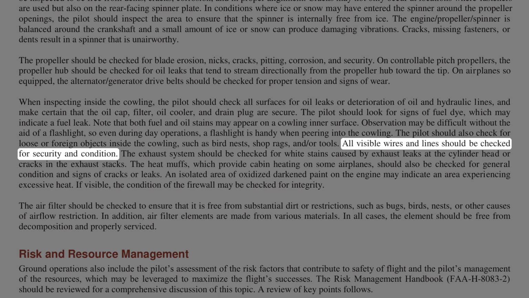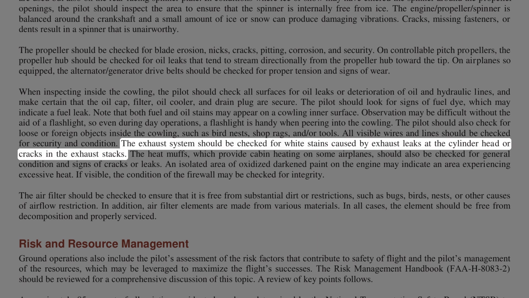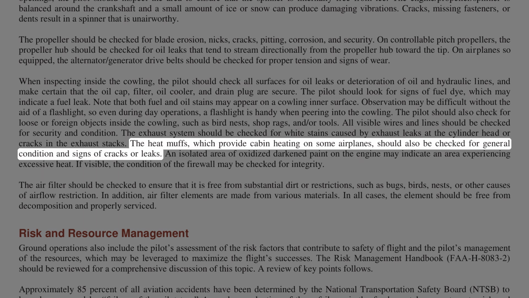All visible wires and lines should be checked for security and condition. The exhaust system should be checked for white stains caused by exhaust leaks at the cylinder head or cracks in the exhaust stacks. The heat muffs, which provide cabin heating on some airplanes, should also be checked for general condition and signs of cracks or leaks.